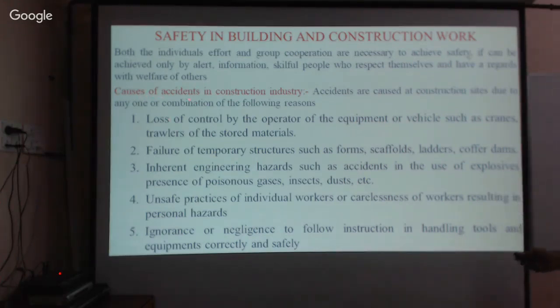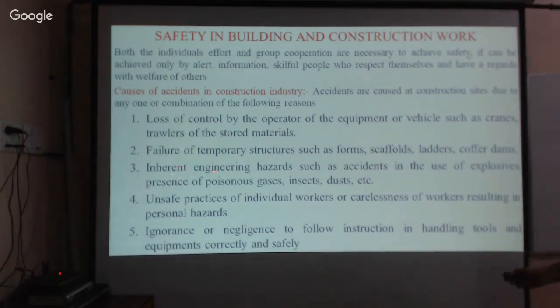Therefore, the causes of accidents in the construction industry. The accidents are caused at construction sites due to any one or a combination of the following reasons. Loss of control by the operator of the equipment or vehicle, such as cranes, rollers, or of the stored materials. The failure of temporary structures such as forms, scaffolds, ladders, coffer dams. I think we have seen this, that is failure of scaffolds.